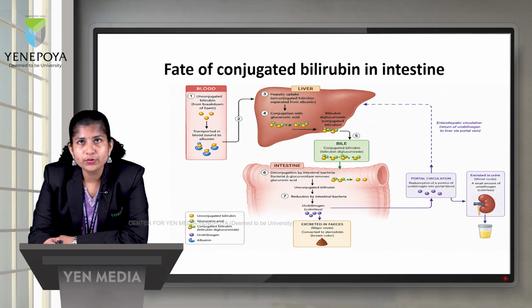Once it is transported to the intestine, deconjugation takes place by the intestinal bacterial enzyme beta glucuronidase, which removes the glucuronic acid, and unconjugated bilirubin is formed. Further reduction of this unconjugated bilirubin leads to the formation of urobilinogen. The majority of the urobilinogen will be excreted in the form of stercobilin. A small amount of urobilinogen will enter the enterohepatic circulation, and a few amount will be directly excreted through the urine.